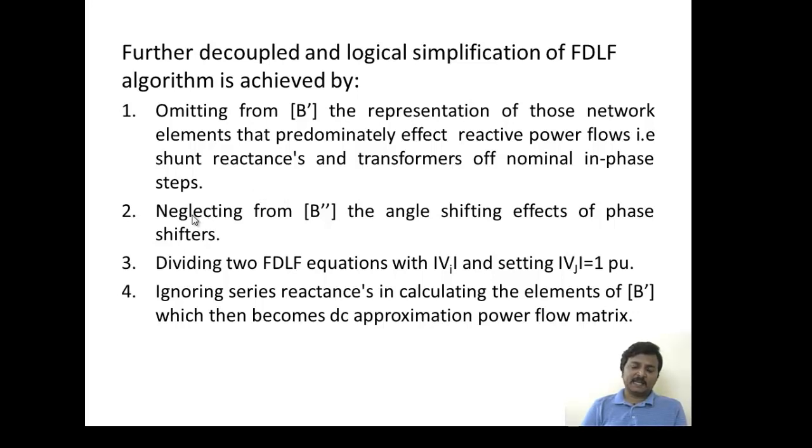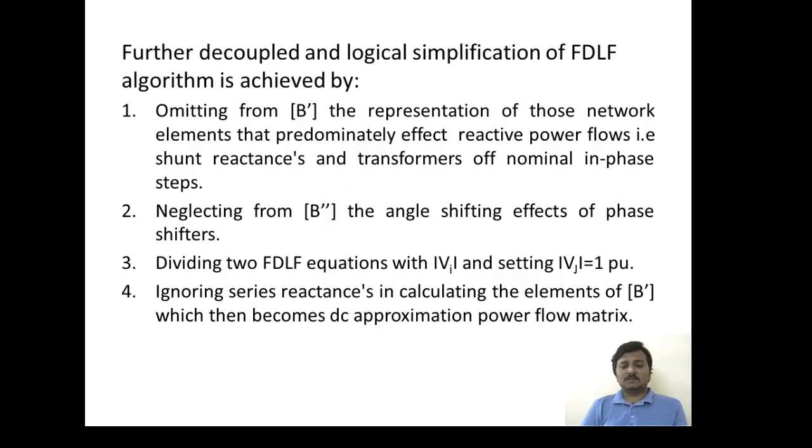Another thing is neglecting from the B double dash the angle shifting effects of phase shifters. The third one is dividing the two FDLF equations, the delta P and delta Q equations, with |Vi| and setting the Vj value to 1 per unit, so that we can further simplify our equations. The fourth assumption is ignoring the series reactances in calculating the elements of B dash, which then becomes the DC approximation of the power flow matrix.